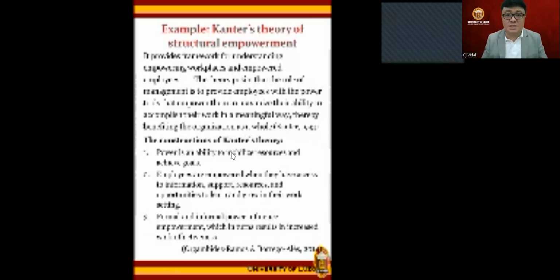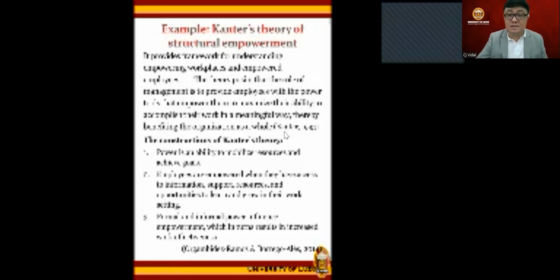So this is an example: Cantor's theory of structural empowerment, providing a framework for understanding empowering workplaces and empowered employees. The theory holds that the role of management is to provide employees with the power tools that empower them to maximize their ability to accomplish their work in a meaningful way, thereby benefiting the organization as a whole.